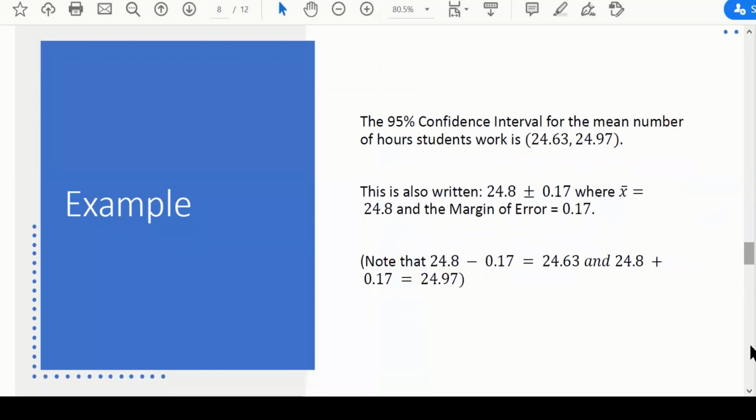So let's look at an example with numbers in it, which sometimes helps. The 95% confidence interval for the mean number of hours students work is written in parentheses 24.63 and 24.97. So this is my lower bound, and this is my upper bound.